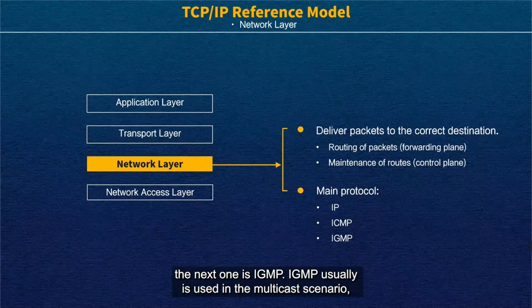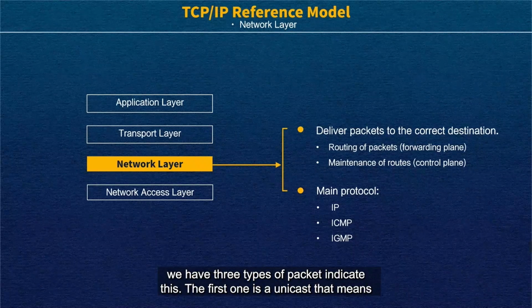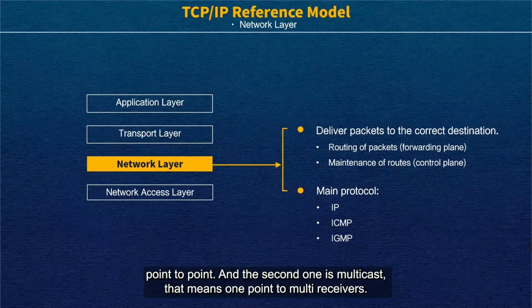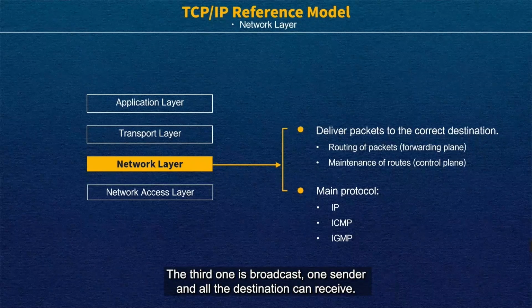And the next one is IGMP. IGMP is usually used in the multicast scenario. We have 3 types of transmission. The first one is unicast, which means point to point. The second one is multicast, which means one point to multiple receivers. The third one is broadcast.